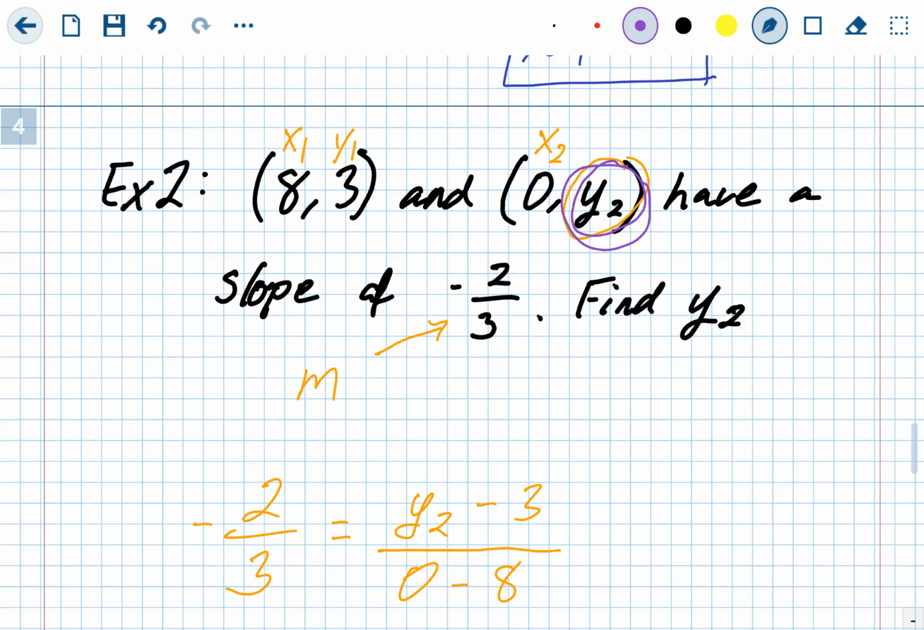of negative 2/3. So like I said, those are my favorite types of problems when you're solving for one of the missing coordinates. So guaranteed to be on the next quiz and test.